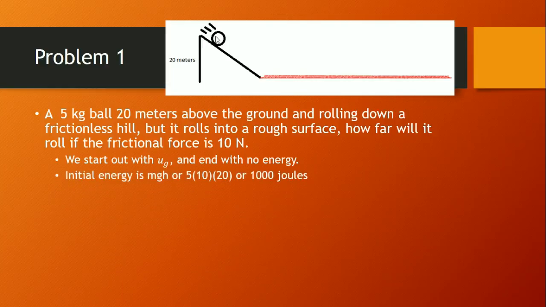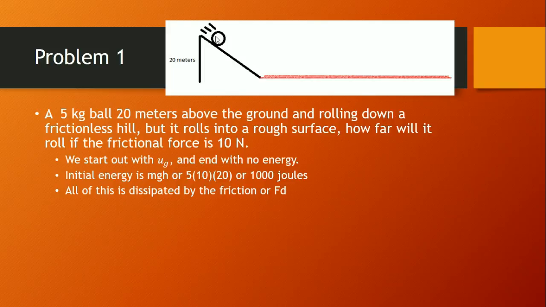So initial energy, we first think, is mgh. Mass is 5, height is 20, and gravity is of course 10. So if we do this, we get 1,000 joules. So we have 1,000 joules of energy. All of this is dissipated by friction. Basically, friction takes away all the energy.